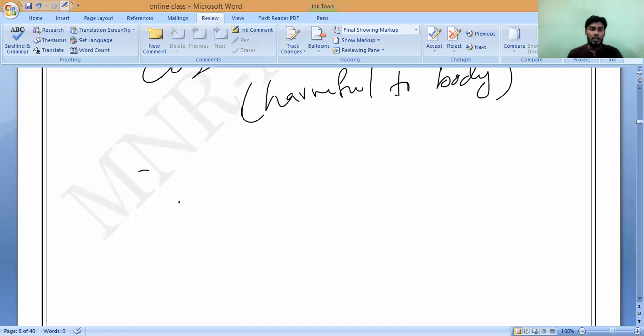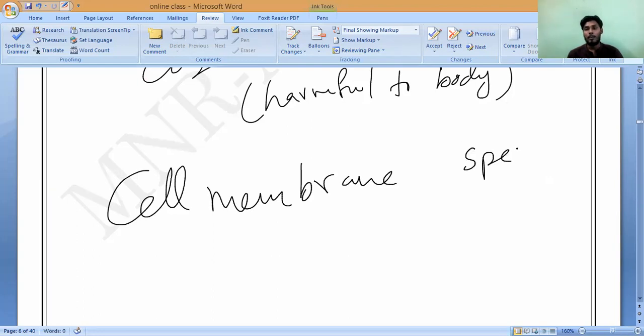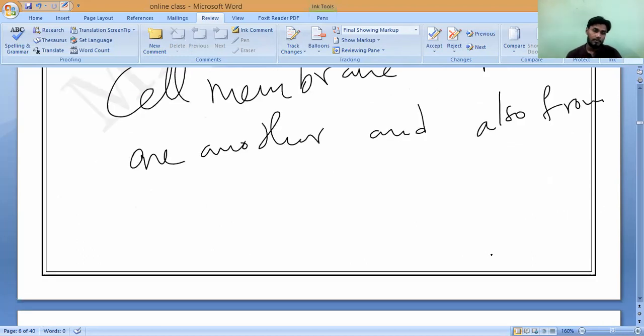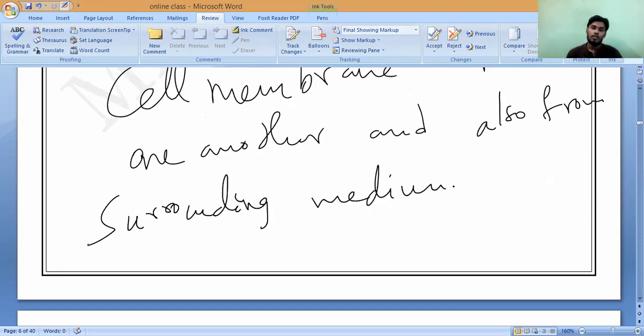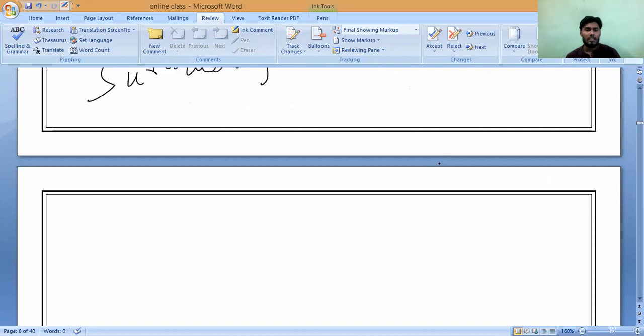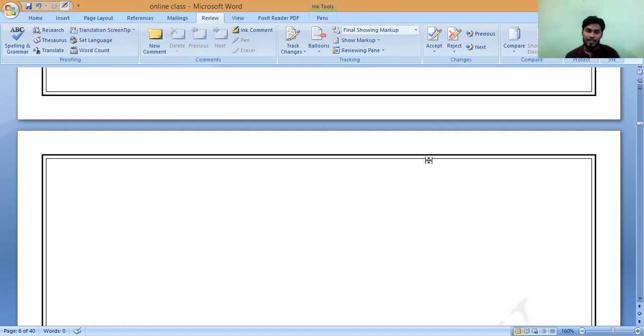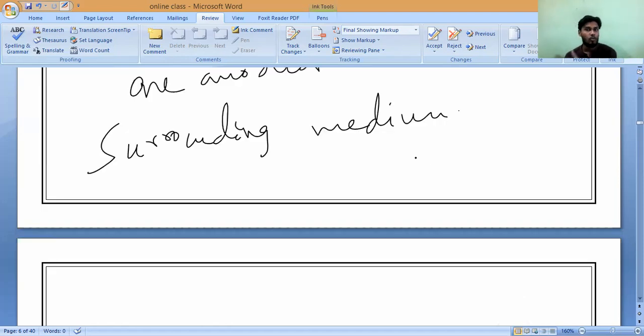So the cell membrane separates cells from one another and also from the surrounding medium. Finally, the last point about the cell membrane. I have said what the cell membrane is, what its functions are. It gives structure for the cell, and it has pores. Because of these pores, substances move into the cell and out of the cell. This is all called the cell membrane.